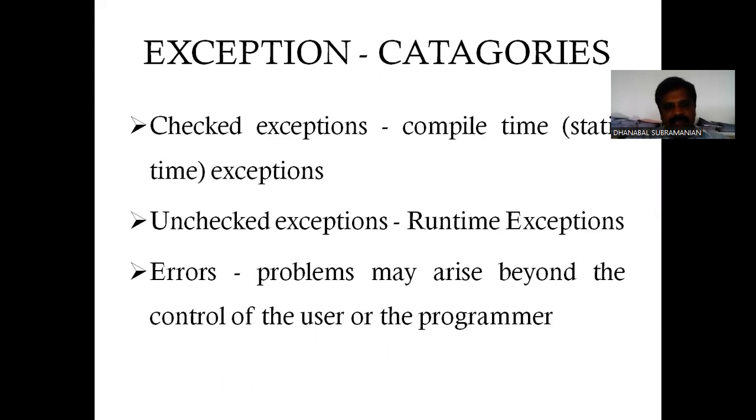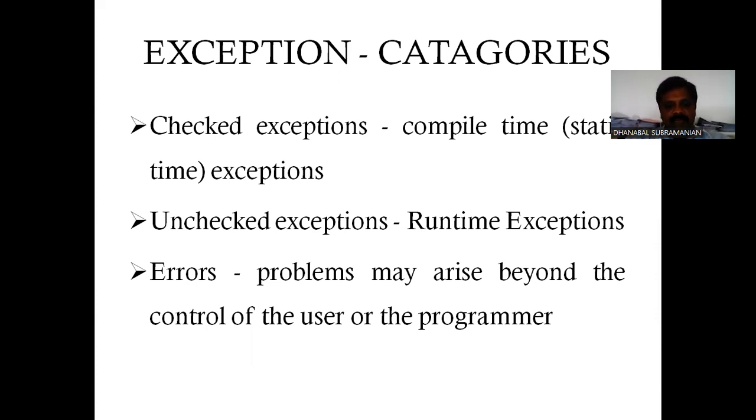The exception categories. We have some categories of exception. First is checked exceptions, then unchecked exceptions, and errors. So these are the categories of exception. First, checked exceptions are compile time exceptions. Unchecked exceptions arise in runtime execution. That means before you compile a program, some exceptions may occur at that time, which is called a checked exception. And unchecked exceptions are those where, after completion of the compilation process, some errors occur during the execution of the program.